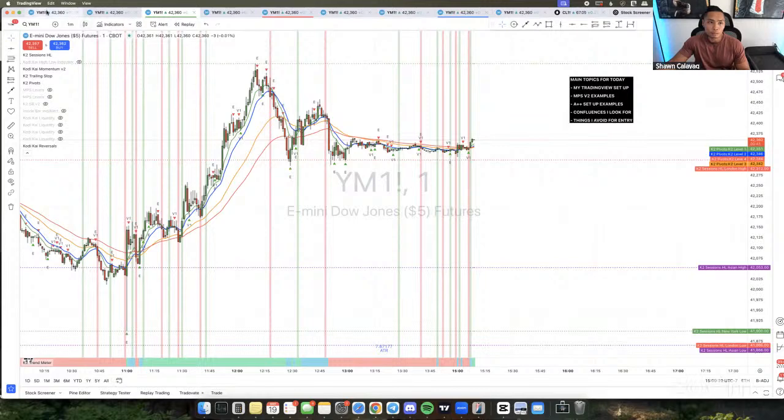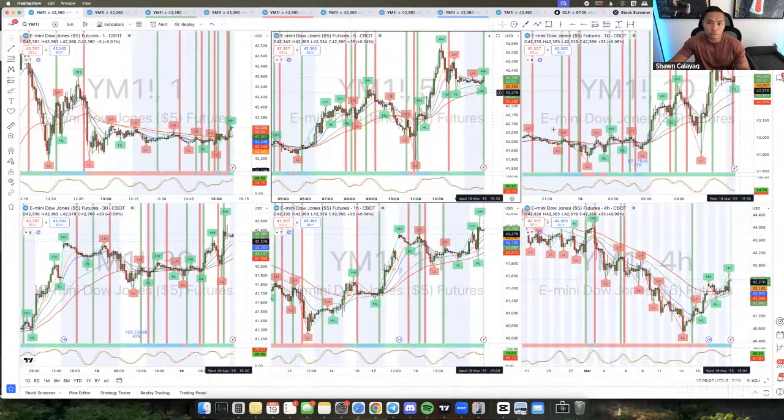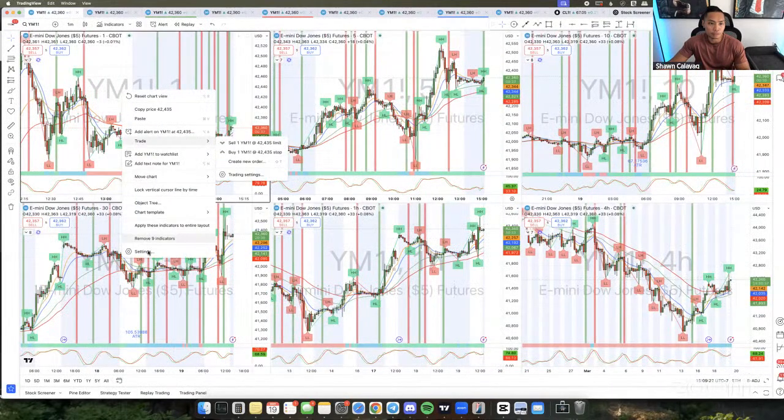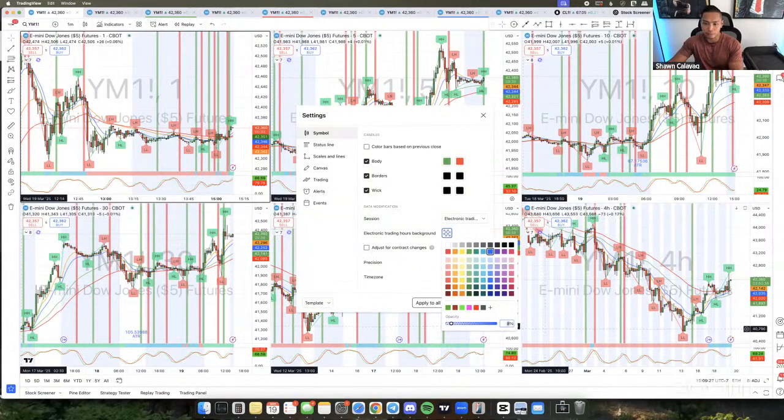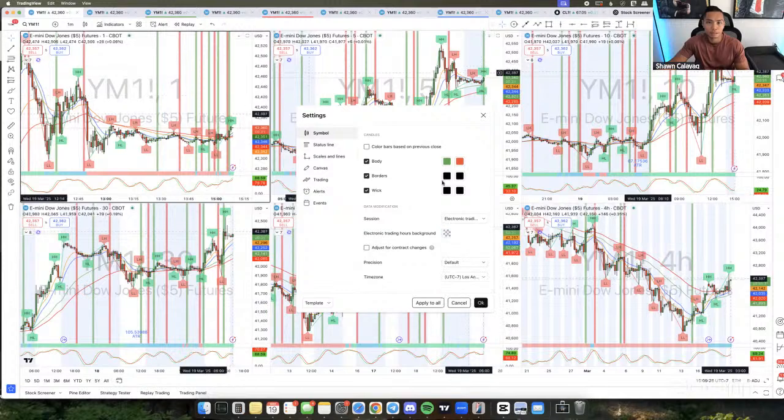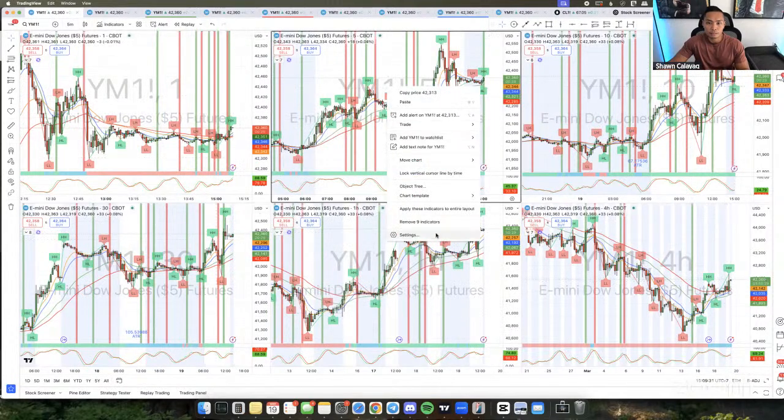So for my main chart over here, my first chart, let me take this stuff off the chart real quick, settings. I don't know why TradingView did this. It's kind of weird. Now I have to do this for all these charts.